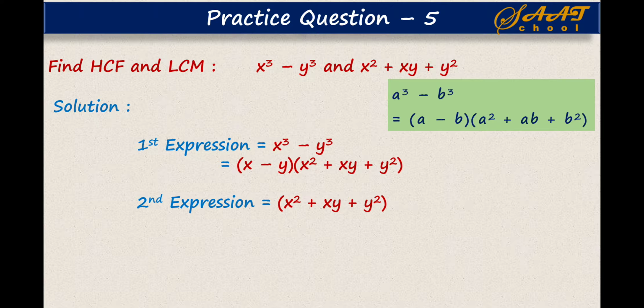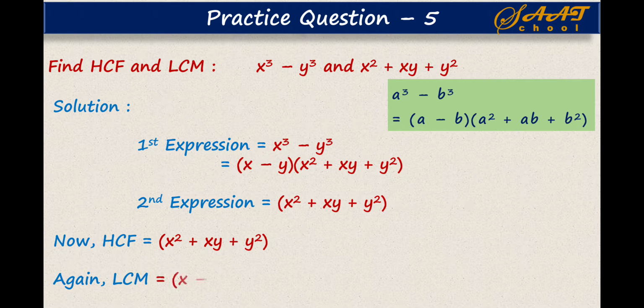Now if you look at the first and second expressions, there is one common factor between them, x square plus xy plus y square, and that common factor is the HCF, the highest common factor of the two expressions. The remaining factor, which is not common, is x minus y. So x square plus xy plus y square is common, and x minus y is not common. Now the LCM of these two expressions is x minus y, x square plus xy plus y square, and that can be written as x cube minus y cube. That is the LCM.